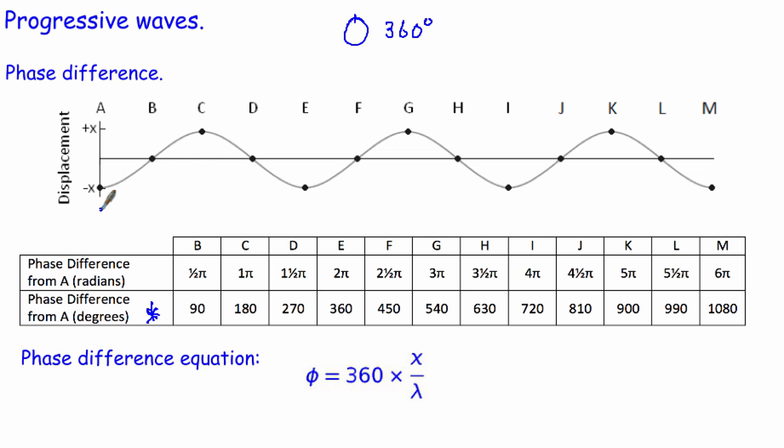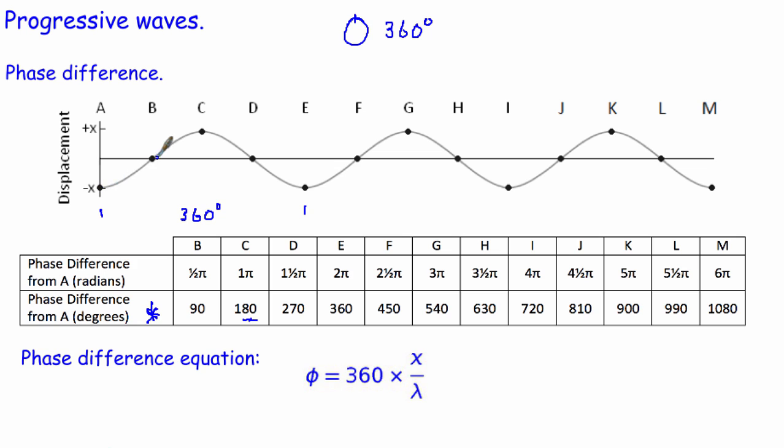So if we're representing one whole wave by 360 degrees, we can split up the rest of the wave into degrees. If from here to here is 360 degrees, then from here to here is 180, because it's just half of it. So if two particles are completely out of phase with each other, doing exactly the opposite thing, then they must be half a wavelength apart. And if they're half a wavelength apart, they're 180 degrees apart. So looking at this, A and C should be 180 degrees apart, and that's what it says in our table, and that's right.